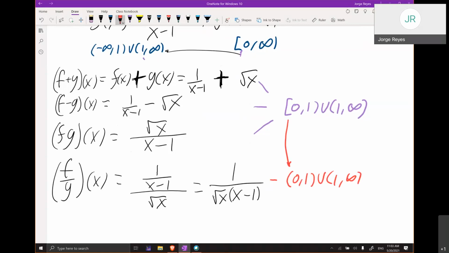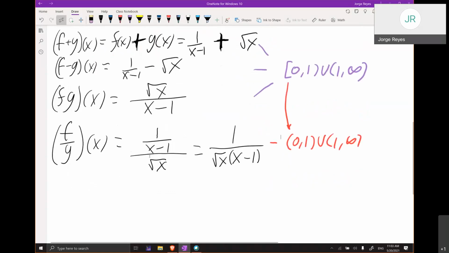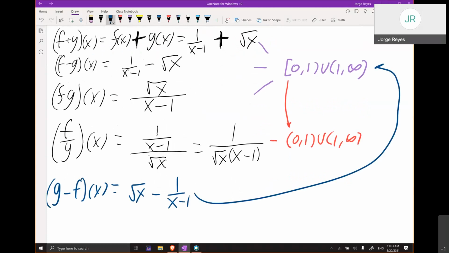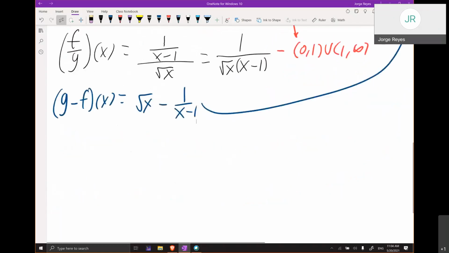Now order matters on these, okay? So for instance, if I wanted to know what's g minus f, I would write g and then put minus f, okay? And it would have this domain. So order matters, all right? Make sure that it's f over g and you're not accidentally doing g over f, because that's completely different.